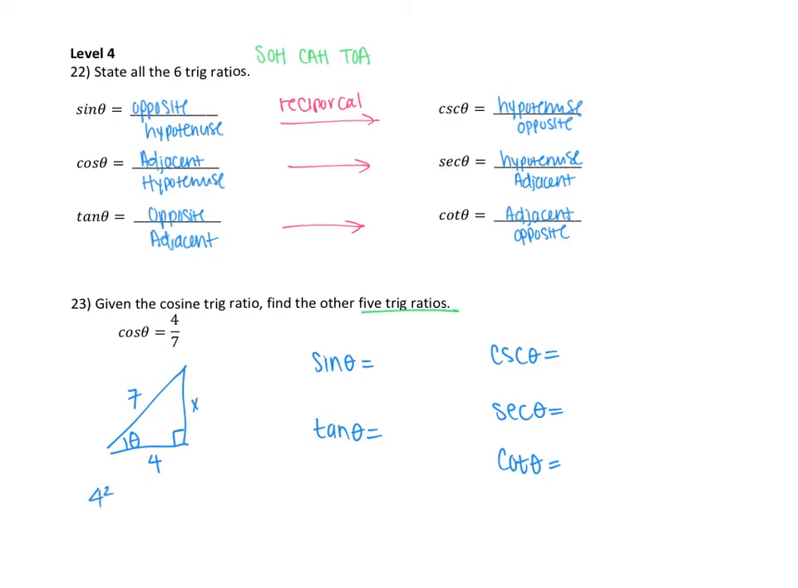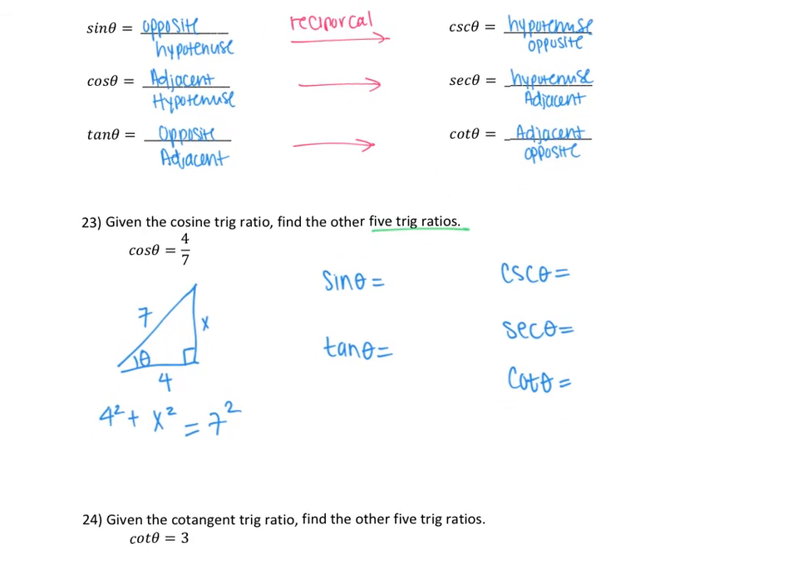We have 4 squared. I'm going to use the Pythagorean theorem. So 4 squared plus x squared equals 7 squared. And so that would give me 16 plus x squared equals 49. If I were to subtract off 16, this would leave me with 33. 49 minus 16 is 33.